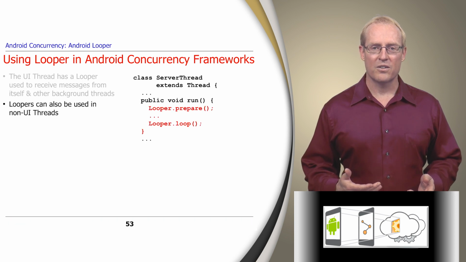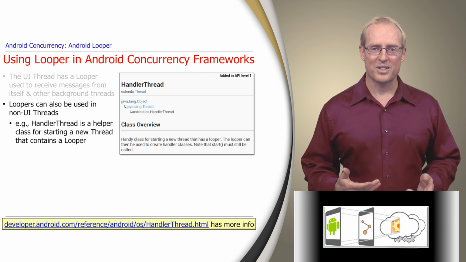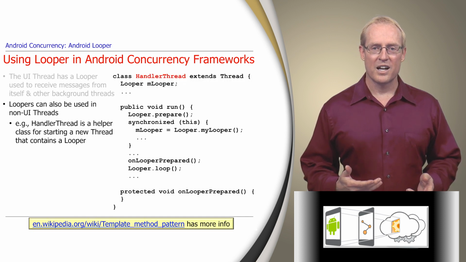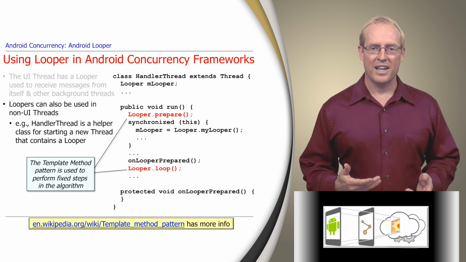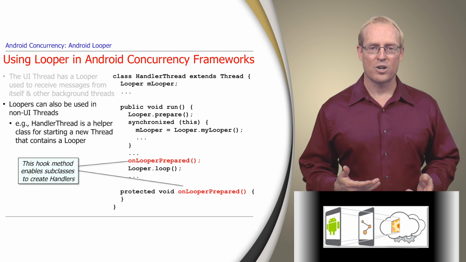Their methods are typically called from within a run hook method that performs some type of service in a background thread. This use case is such a common idiom that Android defines a helper class called HandlerThread, which starts a new thread containing a looper, as described at this link. The HandlerThread class uses the template method pattern described at this link to perform the fixed prepare and loop steps in the HandlerThread's run template method algorithm. Subclasses of HandlerThread can create their desired handlers by overriding the onLooperPrepared hook method, which plays the role of the primitive operation in the template method pattern.